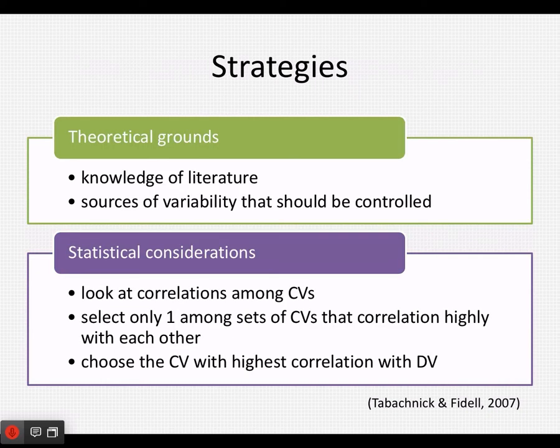No, okay, not yet. So, strategies for choosing covariates: theoretical grounds, knowing the literature, so you kind of know what sources should be controlled for. And then there are also statistical considerations: you look at the correlations among the CVs and select only one among those that highly correlate with each other, and choose the one that most highly correlates with the dependent variable.